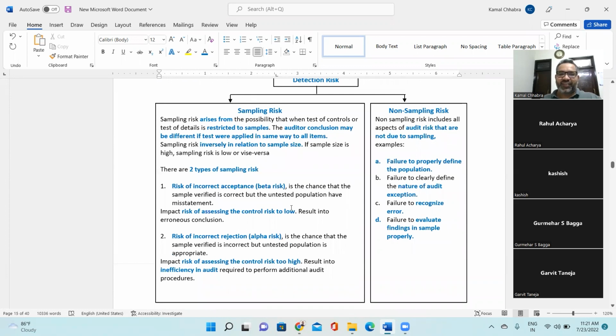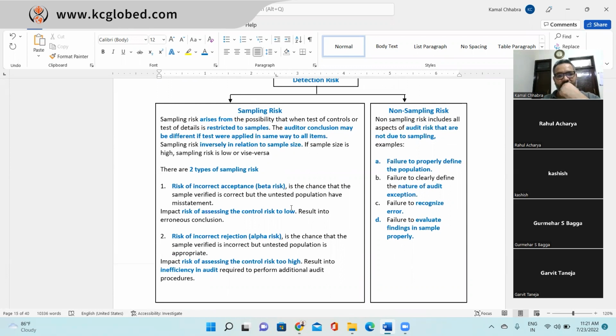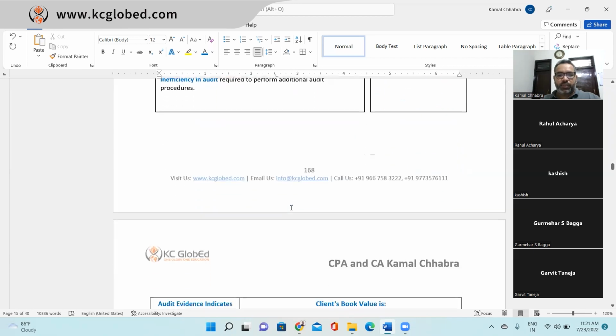Basically, failure to recognize error, or maybe failure to evaluate findings in a sample properly. So it's non-sampling. Non-sampling risk includes all aspects of audit risk that are not due to sampling: failure to properly define the population, failure to clearly define the nature of the audit, failure to recognize error, failure to evaluate findings in a sample properly.